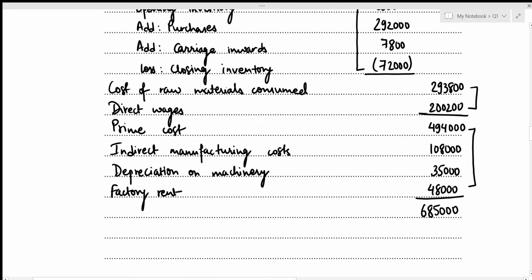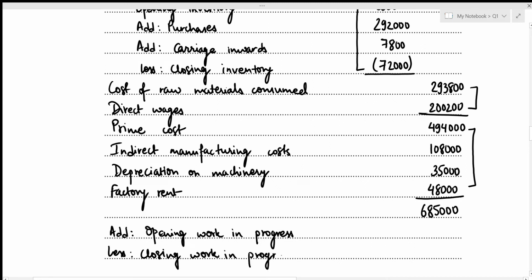Now we need to adjust our work in progress, because even though it is not actually a finished good, we obviously incurred costs in order to work on the raw materials, right? So we definitely need to adjust our work in progress in the manufacturing account as well. So what we do is we add our opening work in progress, since we always add the opening inventory to our cost, but we subtract our closing work in progress. And after adjusting our work in progress, we will actually get the cost of goods manufactured.